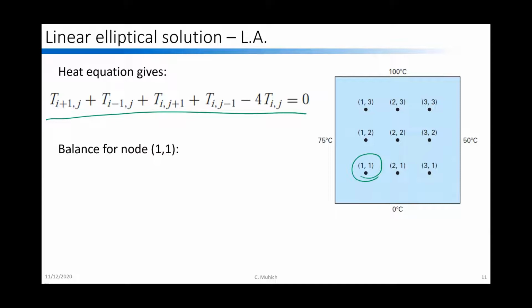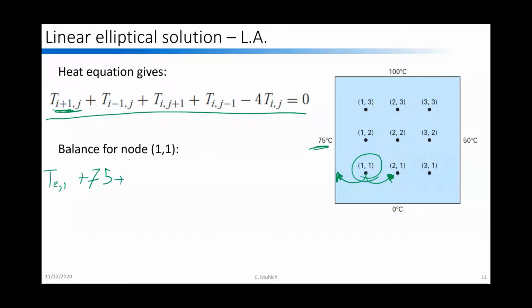Let's tackle this point 1 comma 1 first. Okay, so we're going to first look to the right. So we're going to look over here to this node. So that's T 2 comma 1. Plus, now we're going to look to the left. Oh, that's a boundary condition, right? Let's say it's 75 degrees C. So we put in a 75, because that's what's to the left of us.